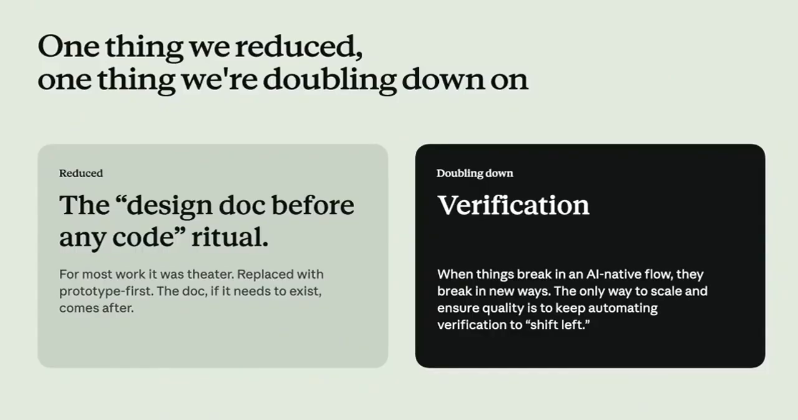So let's prototype, let's actually get a lot of internal ants using it. And I'm really a big fan of shipping it out to all of you and then hearing all the excellent feedback. That has changed our planning ritual to be a lot fewer design docs and mostly discussions in PRs or prototypes. So we reduced that, but what did we double down on?